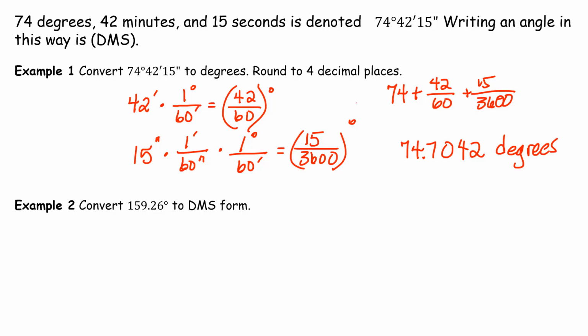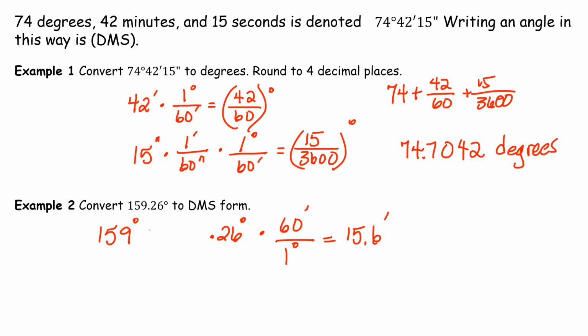Okay, example 2, convert 159.26 degrees to DMS form. All right, the 159 is already in degrees, so we don't need to do anything with that. The 0.26 is what we need to change to minutes and seconds. So first we can change that to minutes. So 0.26 degrees, we can multiply that by 60 minutes in 1 degree. 0.26 times 60 is going to be 15.6 minutes.